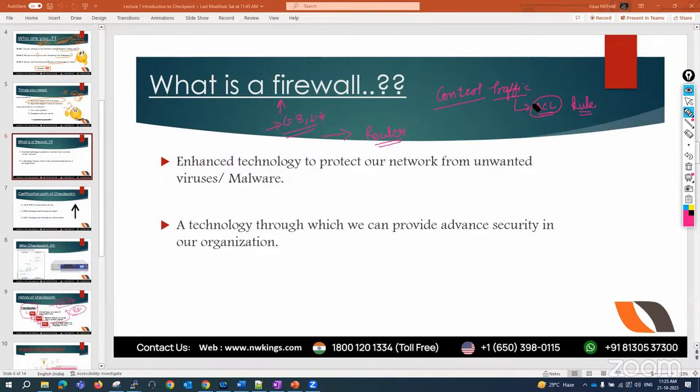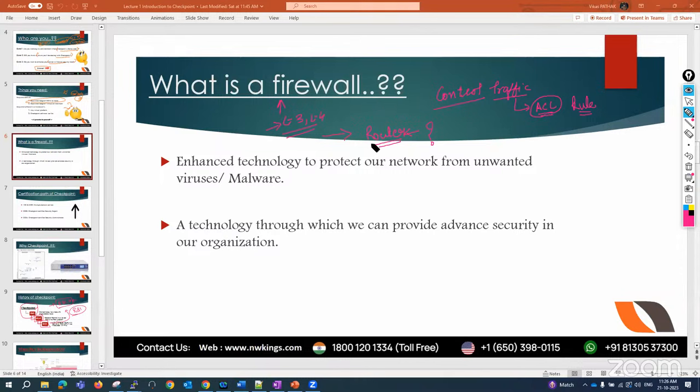That's fine. But tell me one thing. Can I not create an ACL on a router? Yes, you can do. Everyone agrees that I can create the ACL on the router also? Agree, right? And there is no limitation from Cisco or any other vendor on how many ACLs I can create on the router. As many as I want, I can create.